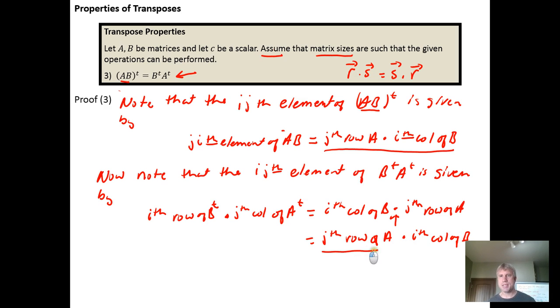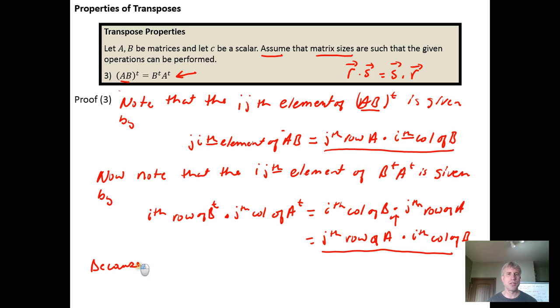Now if we look at this statement, we'll see that it matches the earlier statement. The jth row of A dotted with the ith column of B describes right here the ijth element of (AB) transpose, and this right here describes the ijth element of B transpose A transpose. So if the ijth element of both things are the same, then the two things are themselves the same. So here we can draw a conclusion.